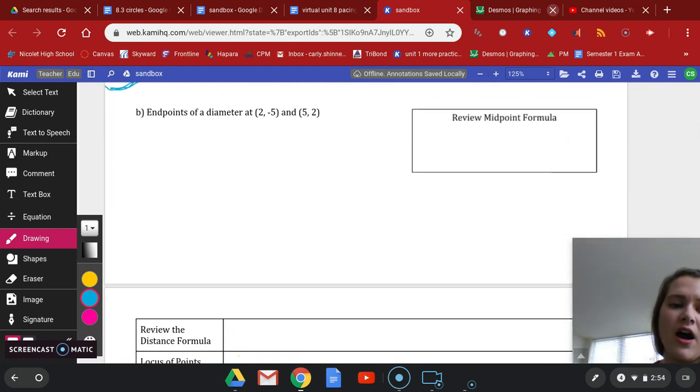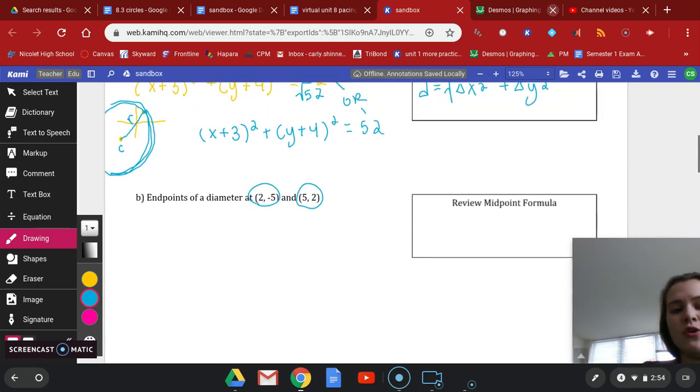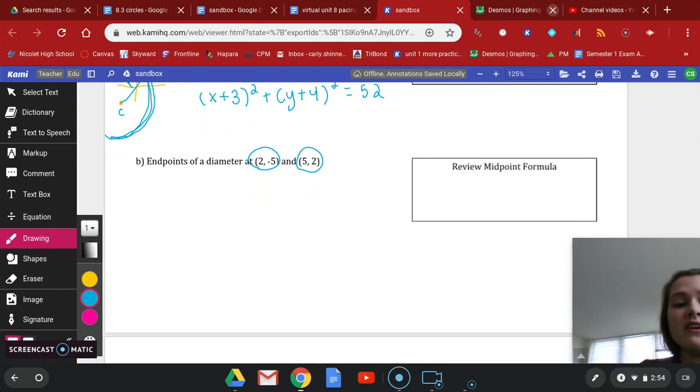Endpoints of a diameter: 2, -5, and 5, 2, okay? So those are the endpoints of the diameter. So remember, the diameter is the whole distance across the circle. The radius is just half. So let's sketch this out. 2, -5 would be something down there. And then 5, 2 would be something up here, right? So these are the endpoints.